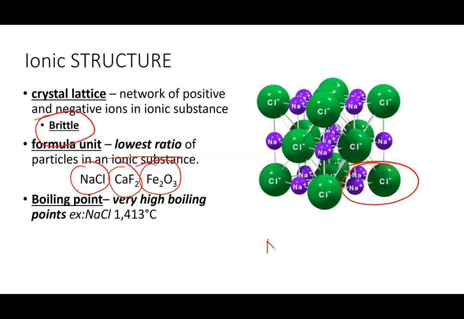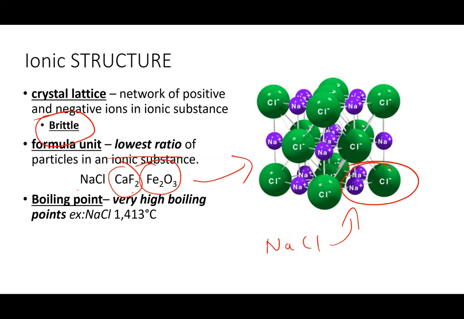But we don't often see NaCl by itself. They are always forming a crystal lattice structure. We would never see NaCl by itself, or CaF2 by itself, or Fe2O3. They're always going to be in a crystal lattice structure.